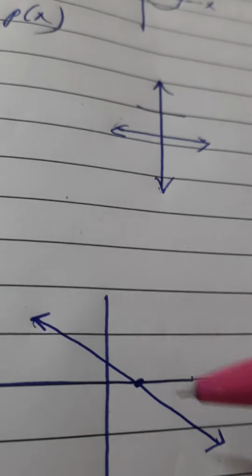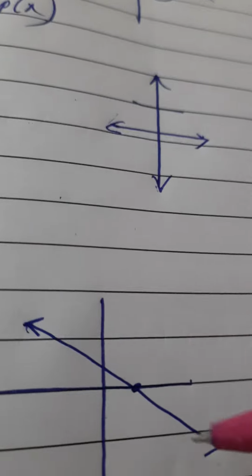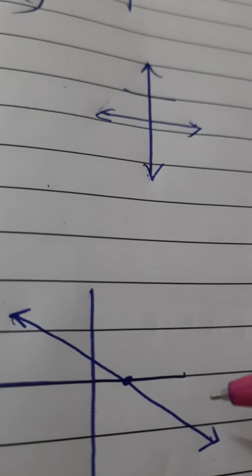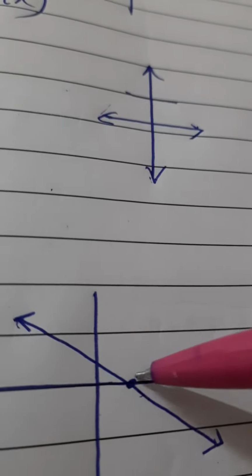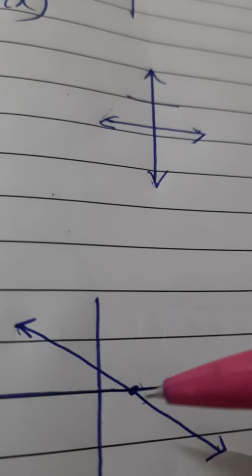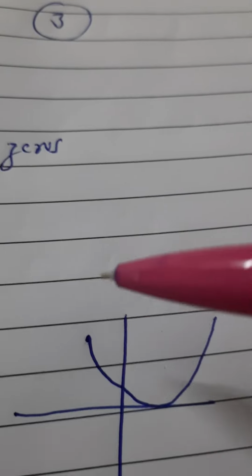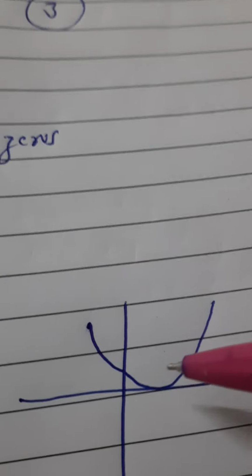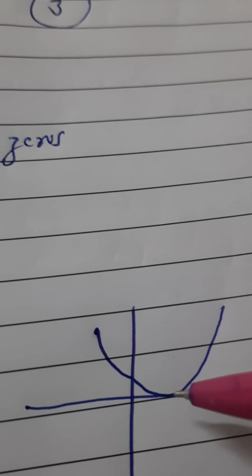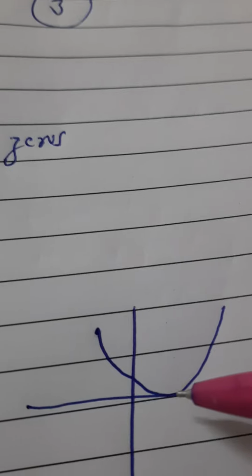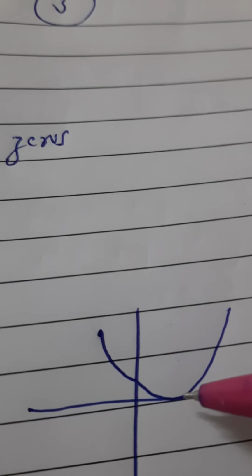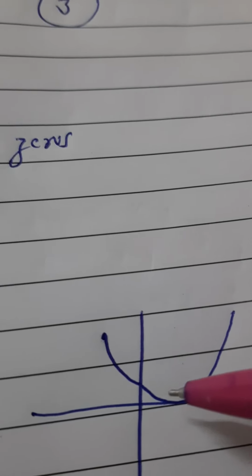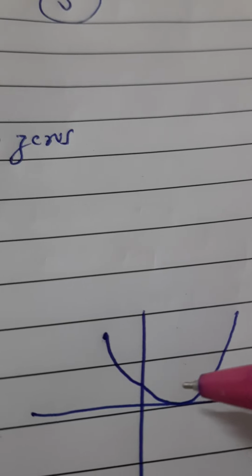Suppose we are having a graph like this. See this line here, it is intersecting this x-axis at 1 point. So how many zeros? Number of zeros is 1. In this graph, it's not intersecting, it's just touching the x-axis at 1 point. So even if it just touches this x-axis at a point, that is also considered as a zero. So number of zeros here will be 1.